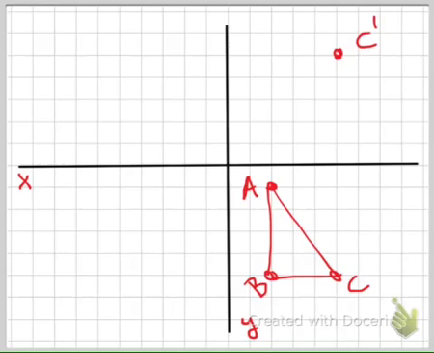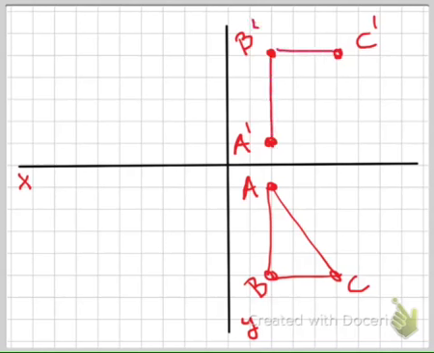A is going to stay on the same line and the same distance from the x-axis. It was 1 away from the x-axis, so A prime is 1 away from the x-axis. Point B is 5 away. Well, it's going to stay 5 away, so there's my B prime. And now, when I connect my points, I have my reflected triangle.